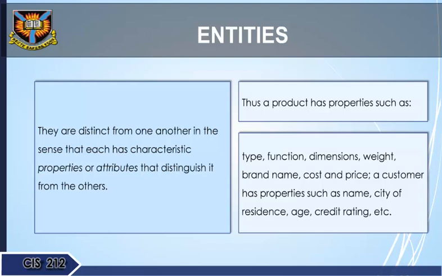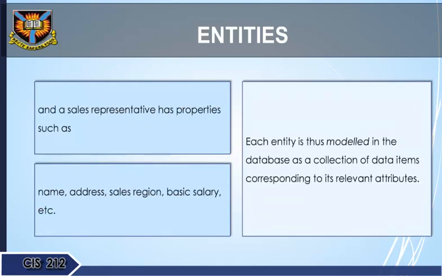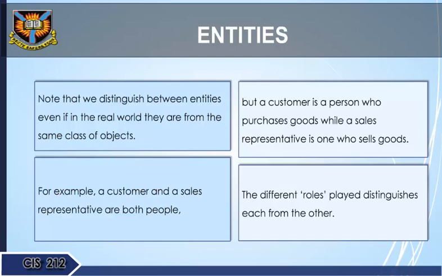A customer has properties such as name, city of residence, age, credit rating, and so on. And a sales representative has properties such as name, address, sales region, basic salary, and so on. Each entity is thus modeled in the database as a collection of data items corresponding to its relevant attributes. Note that we distinguish between entities even if in the real world they are from the same class of objects.